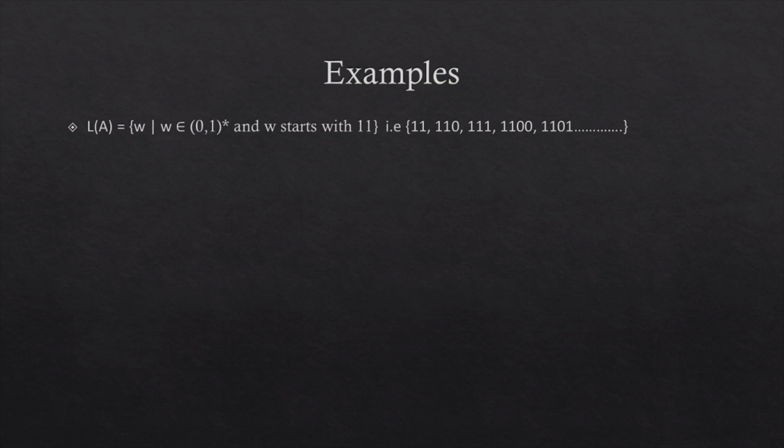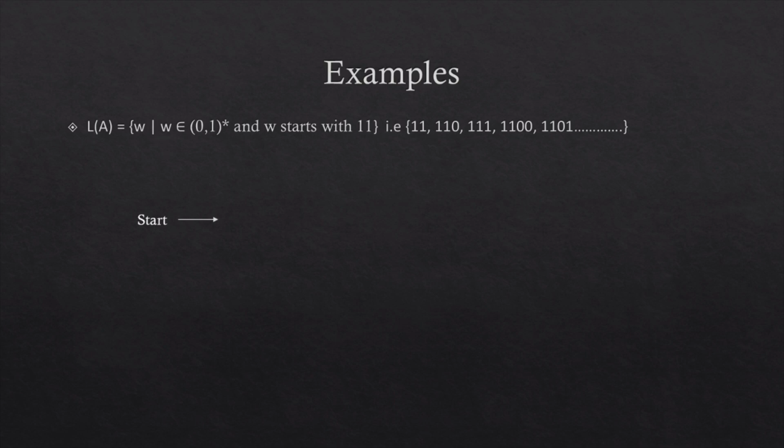Let's try and design some DFAs. We're going to start with substring problems, and we've already seen how to make a DFA that accepts strings that contain the substring 1, 1. Now, what if I wanted a DFA to accept strings that start with the substring 1, 1?